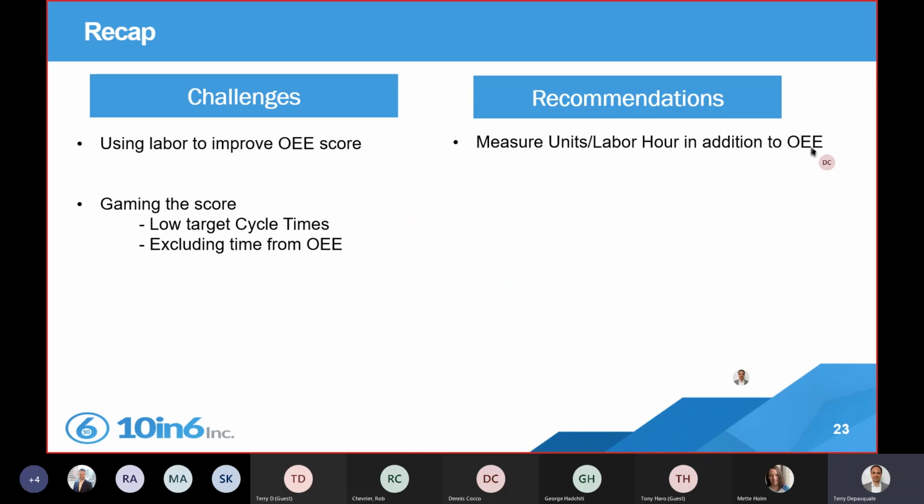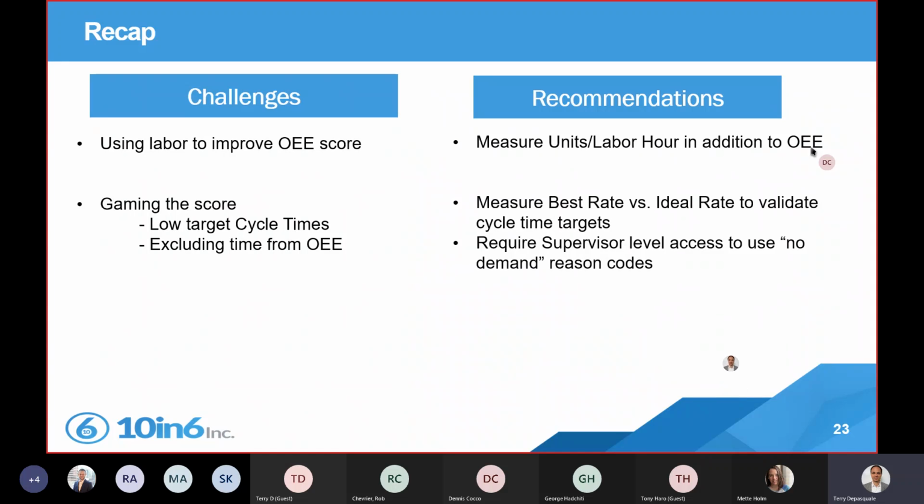There's lots of other ways people game the score with OEE, but some of the common ones are not having realistic and challenging cycle times and excluding time from OEE. And again, things like having the ability to measure how are we doing with our best rate versus our ideal or target rate to validate that cycle times are good. If we've made improvements to the line, really looking at that metric over the following weeks to make sure, do we need to up our targets now that we've invested in improving this line? And of course, we're requiring supervisor or other level of access to use no demand reason codes. So if a decision is made to exclude time from the OEE, that's got to be made by somebody with the right clearance level to do that.